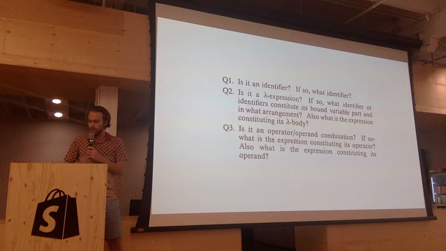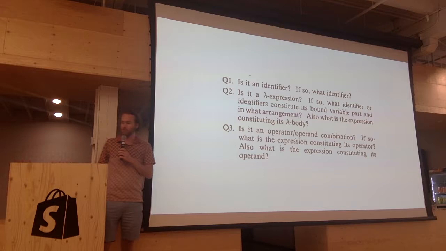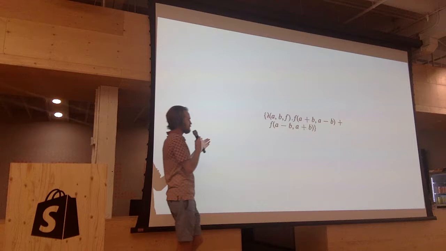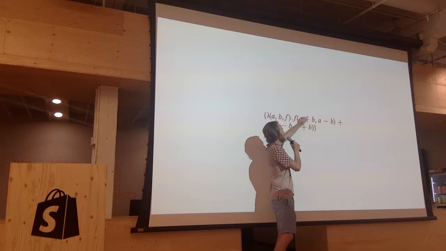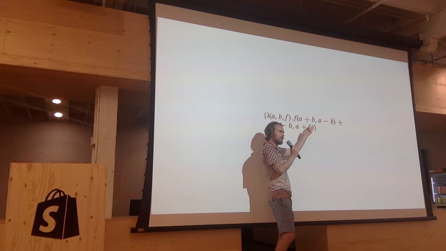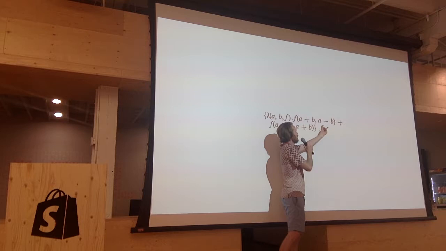And then the third option for an applicative expression is, is it an operator-operand combination? If so, what is the expression constituting its operator? What is the expression constituting its operand? So in this example, in A plus B, this is an expression here. And so here, plus is the operator and A and B are the operands. For this whole expression, F is the operator and A plus B is one operand and A minus B is the other operand.